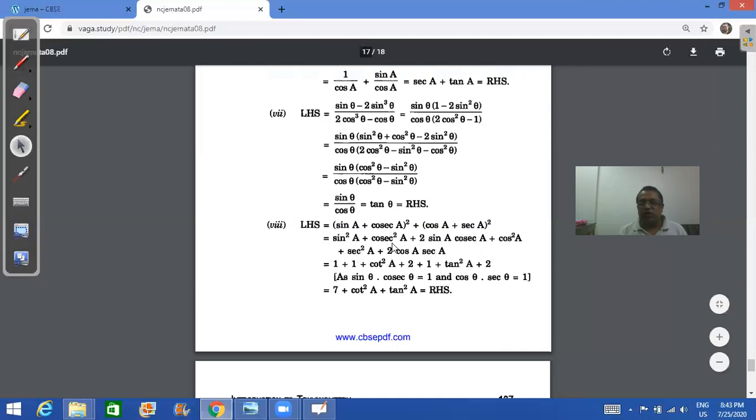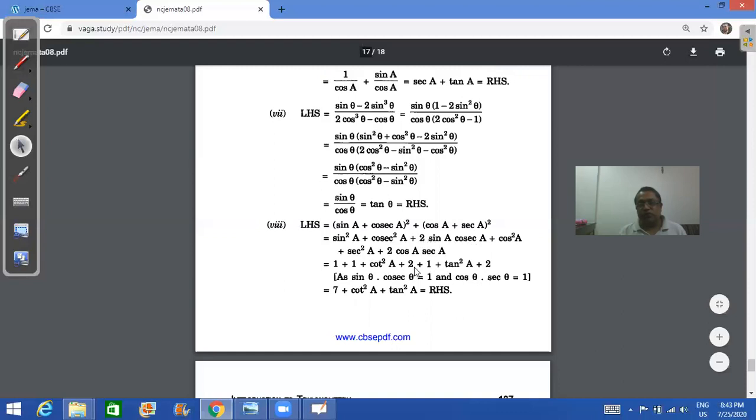Now cosec square theta is an identity we can replace with 1 plus cot square. So cosec square I'm replacing with 1 plus cot square. Now 2 sin A into cosec A. What is cosec? Cosec is 1 upon sin. If I replace, they have missed out one step here, so it's better that you write it in the next step. Cosec is 1 by sin. So sin and sin will get cancelled.